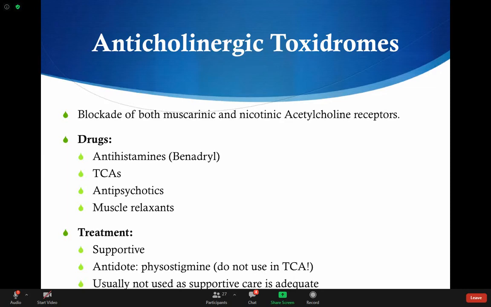Usually supportive care is enough. You cool them, you give them fluids, you treat them with benzodiazepines if they are agitated, and they do fine. And again, here are the examples of the drugs that can cause anticholinergic toxicity. All right, just keep going.